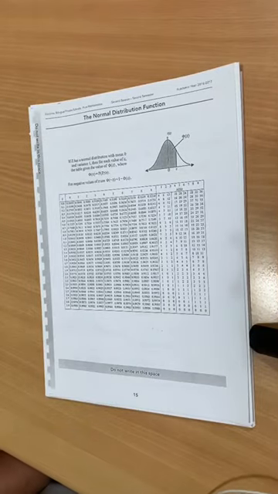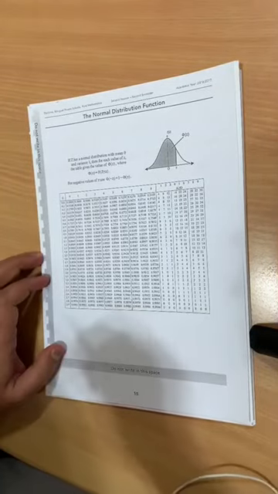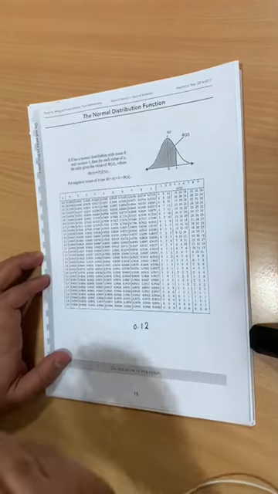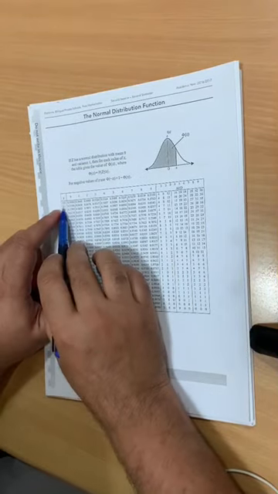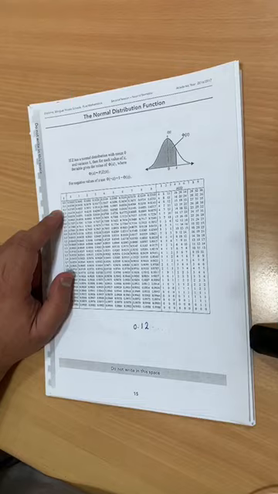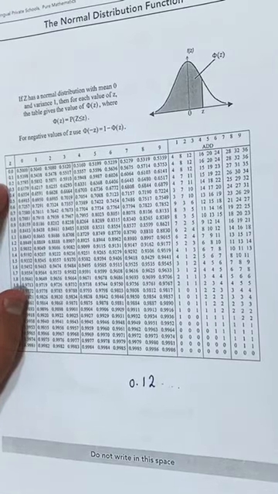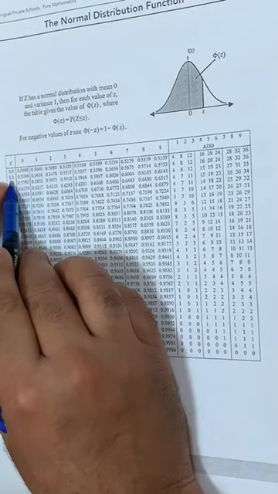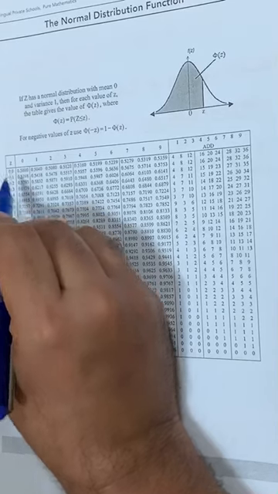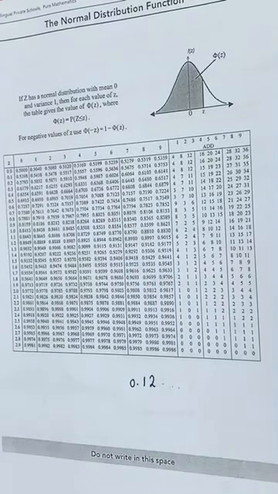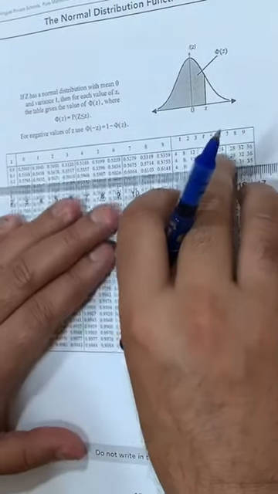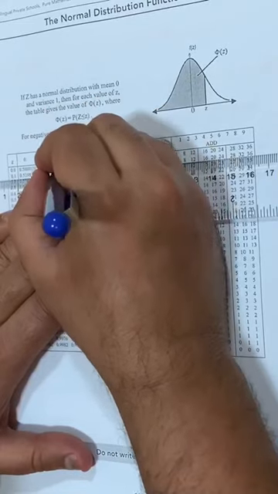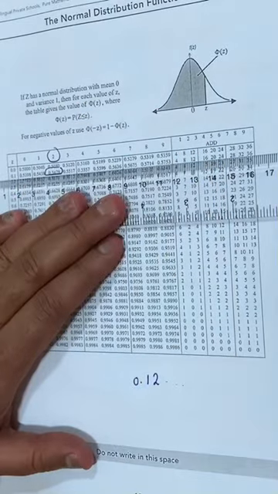For example, if you want to find the value of 0.12, we have to look at the line of 0.1, and 2. So 0.1, you have to work on the line 0.1. You can use the ruler to show you this. So 0.1 line, and you need 0.12. So this is 2. So this is the value which is required, 0.5478.